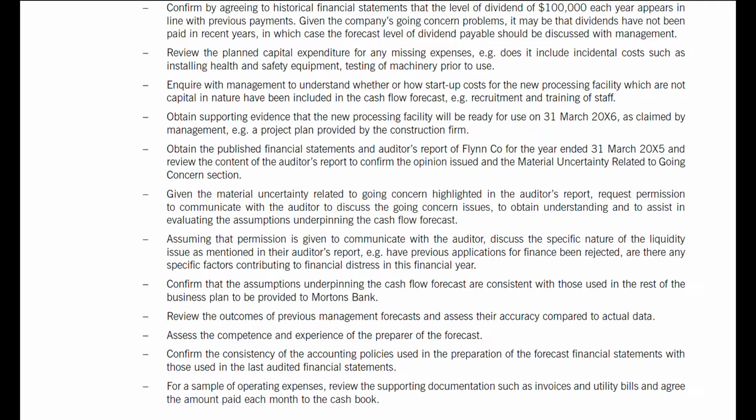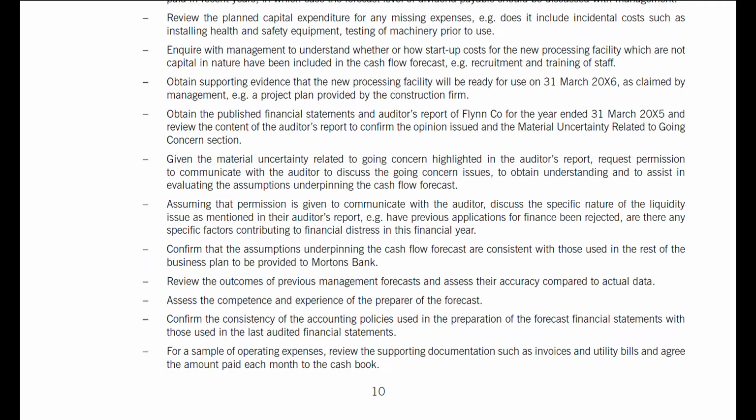Obtain supporting evidence that the new processing facility will be ready for use on 31st March 2026 as claimed by management, for example, a project plan provided by the construction firm. Obtain the published financial statements and auditor's report of FLINCO for the year ended 31st March 2025 and review the content of the auditor's report to confirm the opinion issued and the material uncertainty relating to going concern section.